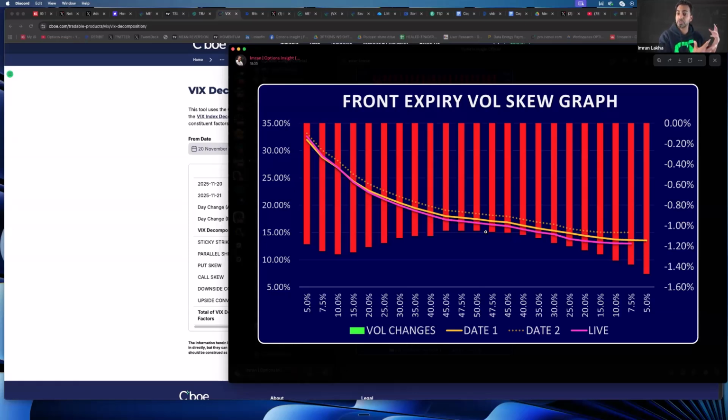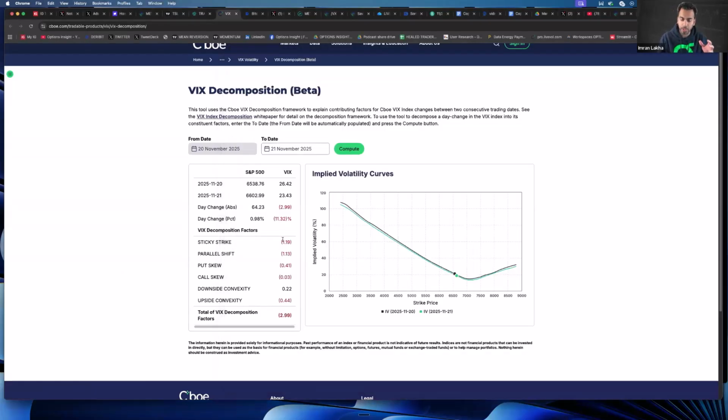That is what's going on with skew and convexity and things like that, right? So the parallel shift in vol was around 1 vol, and that's what this at the money move has been. So that explains the at the money move. So we've got the sticky strike riding up the curve. We've got the parallel shift with the at the money dropping by a vol point. Then you've got things like put skew, call skew, downside convexity, upside convexity. So they're breaking down the wings into put skew and call skew.